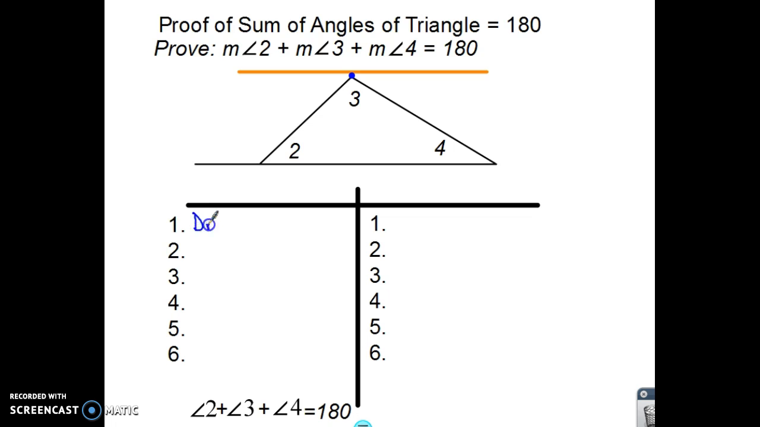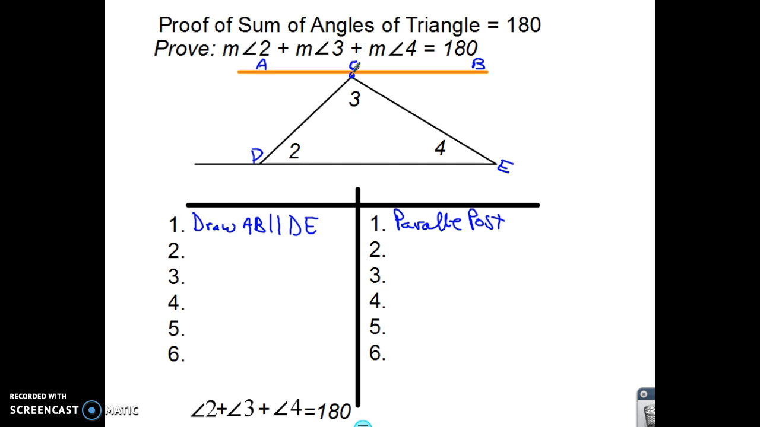Draw, and I'll call this A, B, C, D, and E. So draw AB parallel with DE, and that's by the parallel postulate. There's exactly one line that's parallel to the bottom line going through that point C.